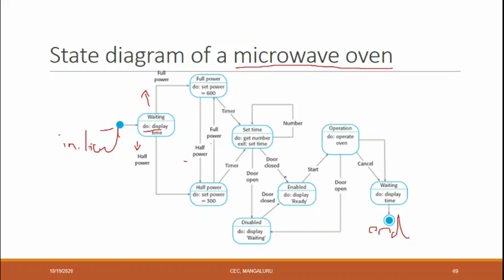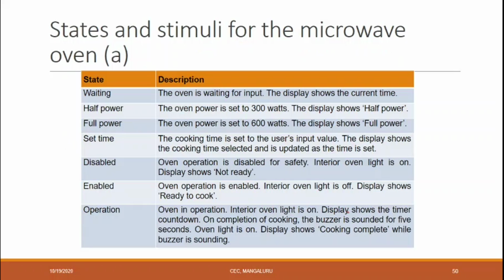If the door is closed, enabled. If the door is not closed, disabled. Then after it is closed, move to enabled. Then start the operation. After that, waiting for the display time. Then end the session. So this is the state diagram of the micro oven. A very important question in the examination.